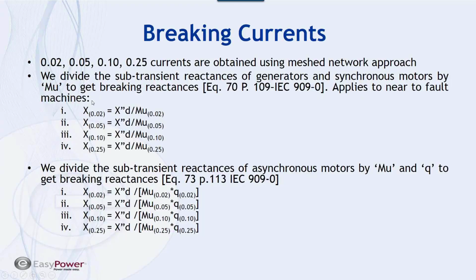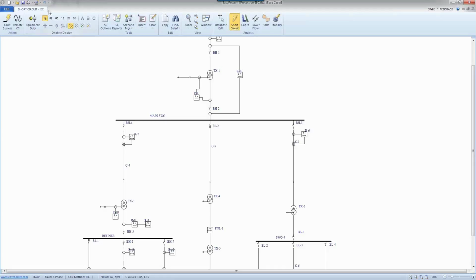Okay, you would see a whole lot of new terminology I use here. Number one, breaking. All these four currents are types of breaking currents. We saw them on the EasyPower screen.